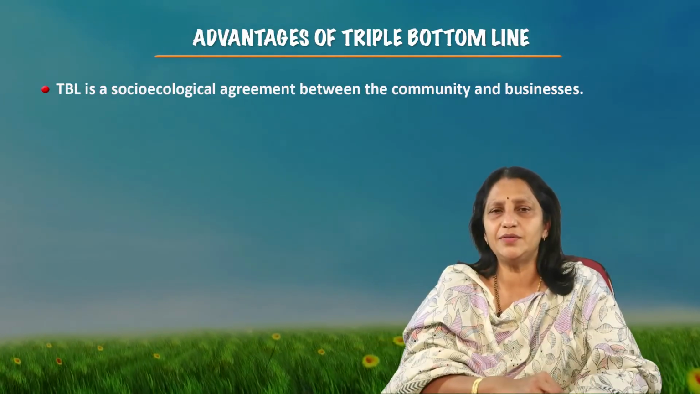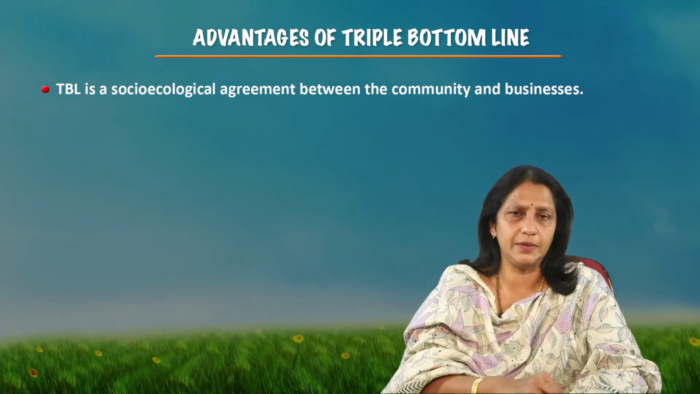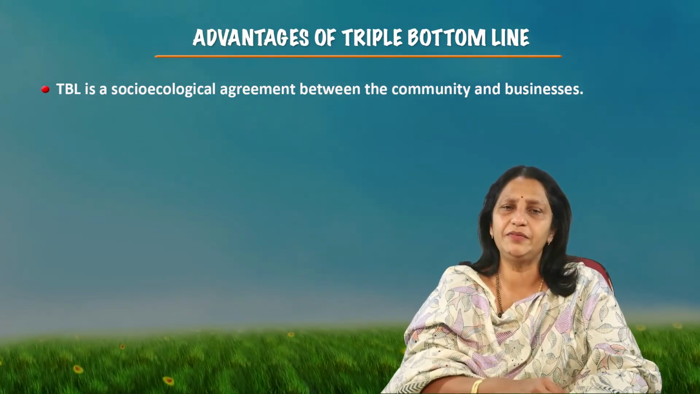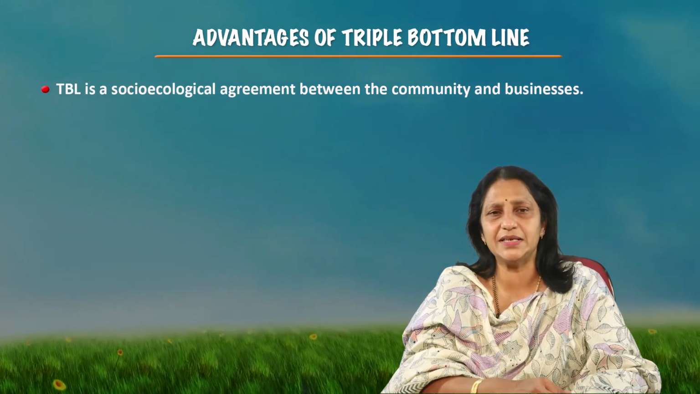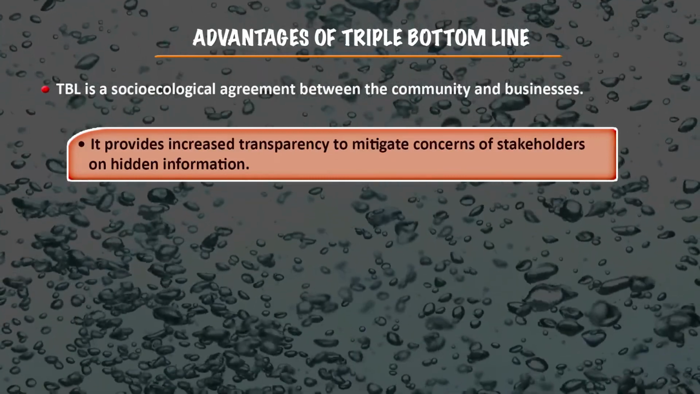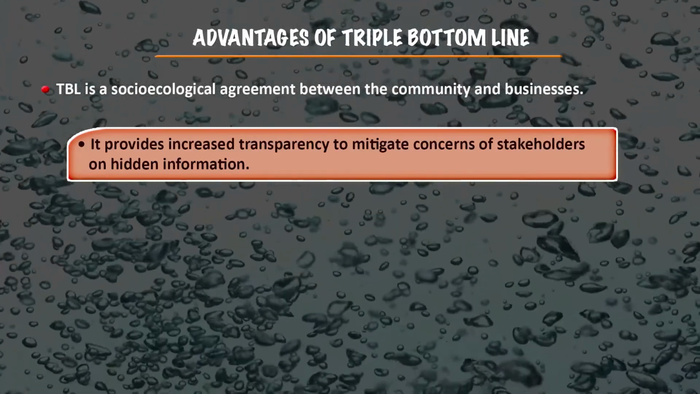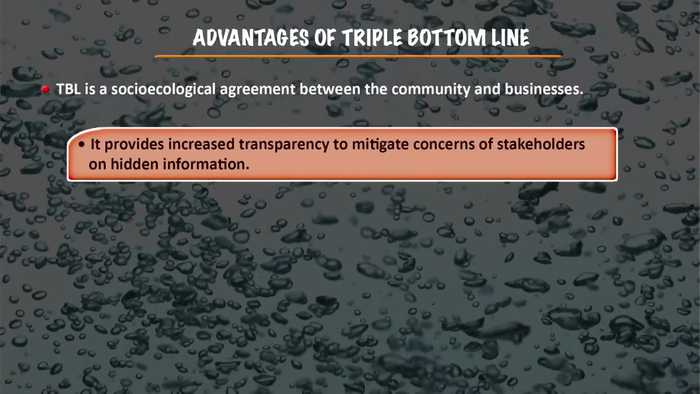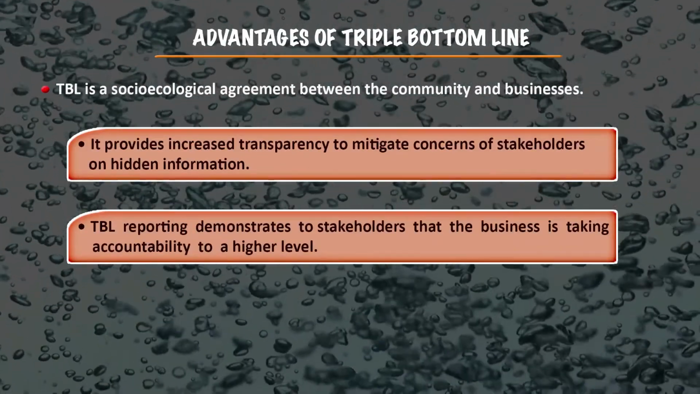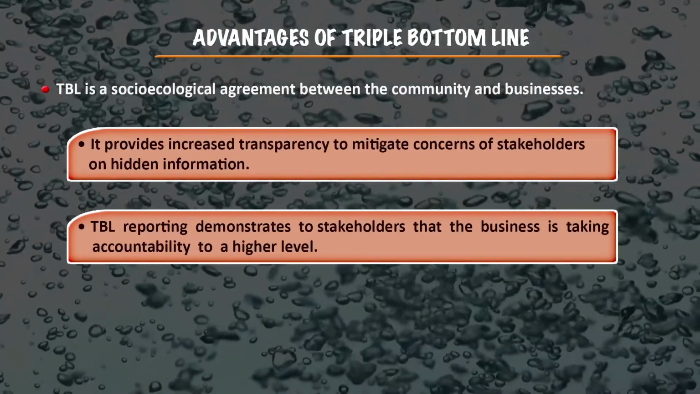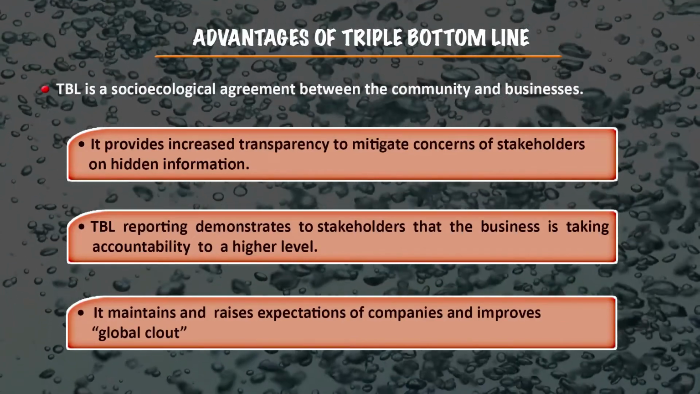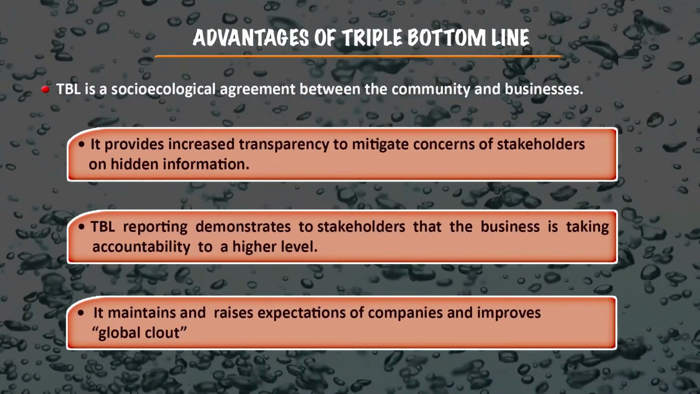So there are many advantages of the triple bottom line, that is TBL. There is a socio-ecological agreement between the community and the business, and it provides increased transparency to mitigate the concern of the stakeholders about hidden information. The reporting demonstrates to stakeholders that the business is taking accountability to a higher level, and it also maintains and raises expectations of companies and improves global clout.